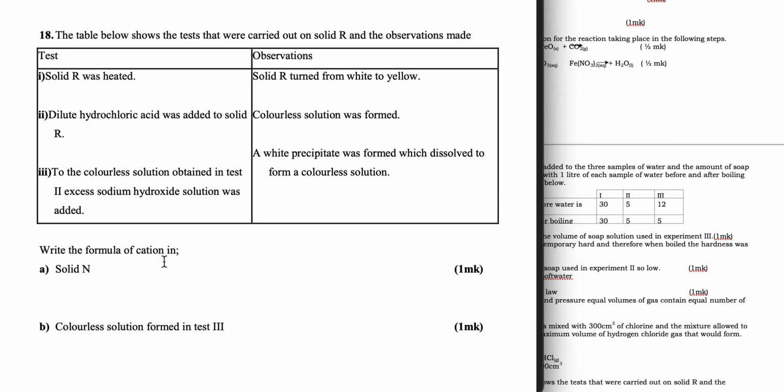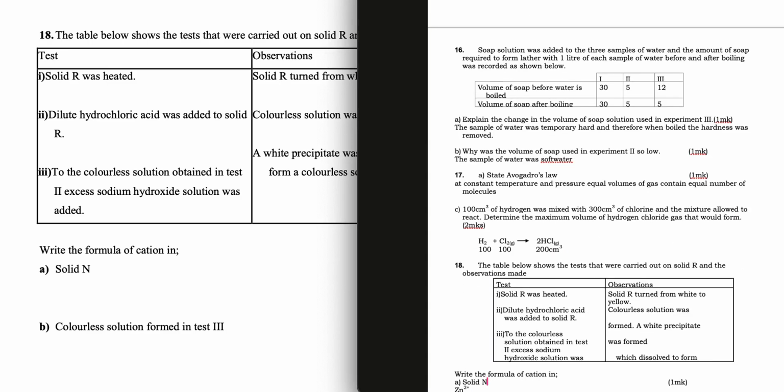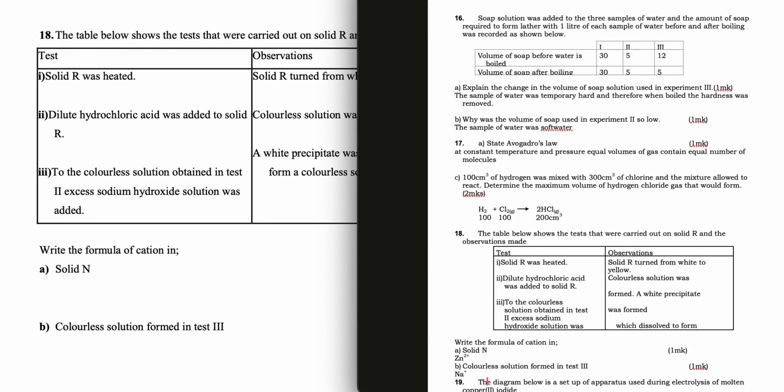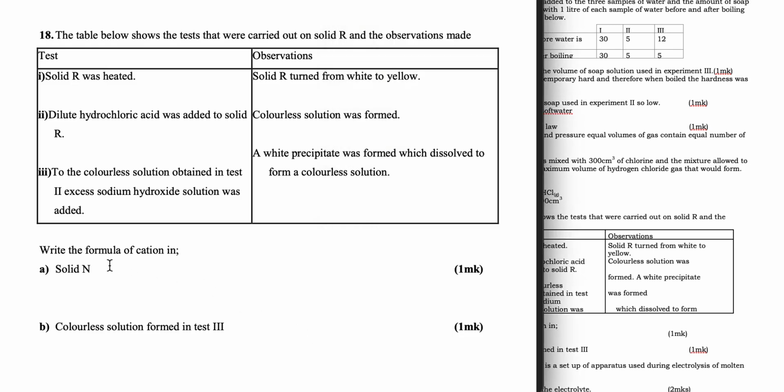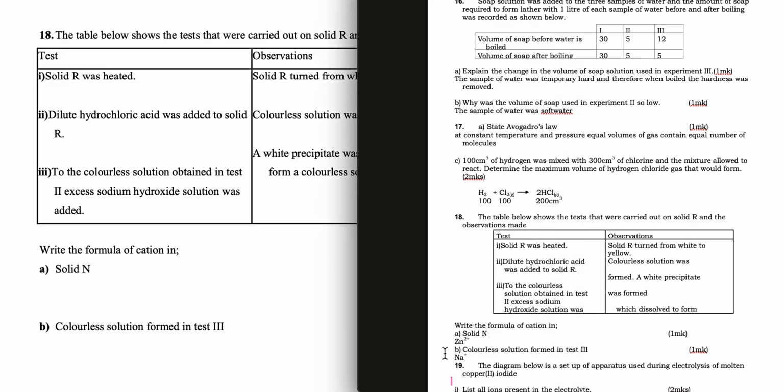Write the formula of cation in solid R. Here it's solid R. So solid R is... so now when you're told about the colorless solution formed in test 3, this one here, that's why now you talk about that.